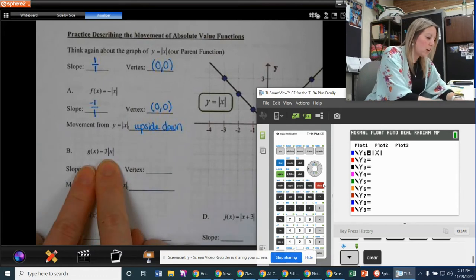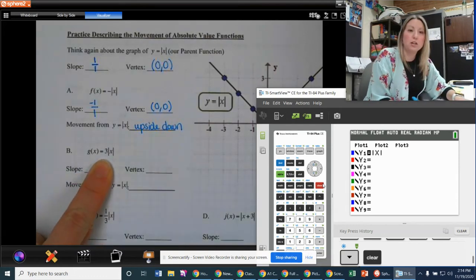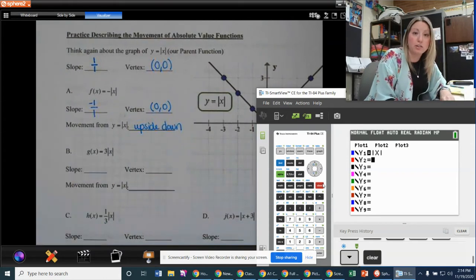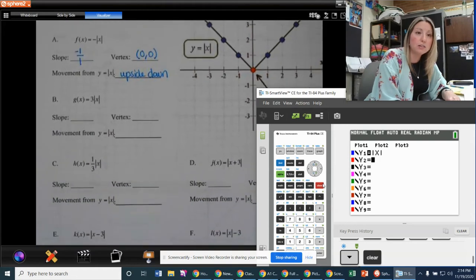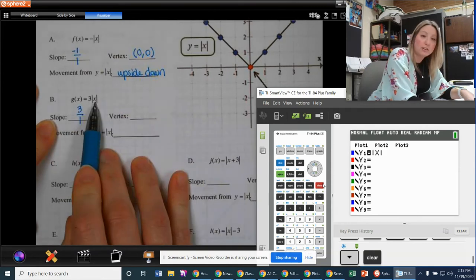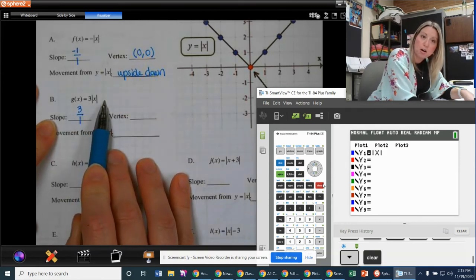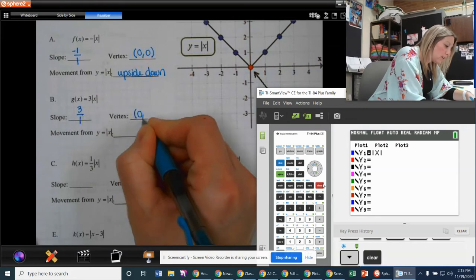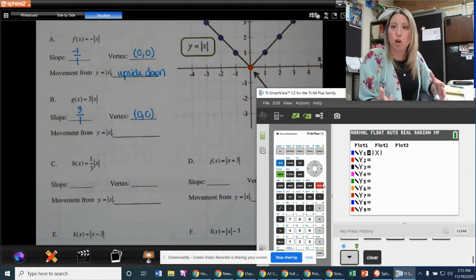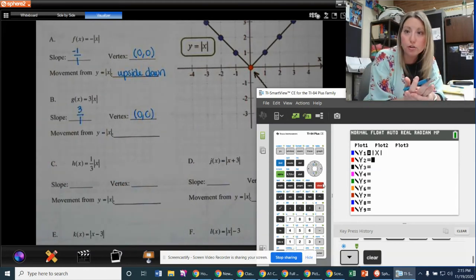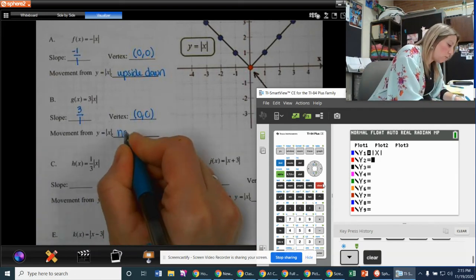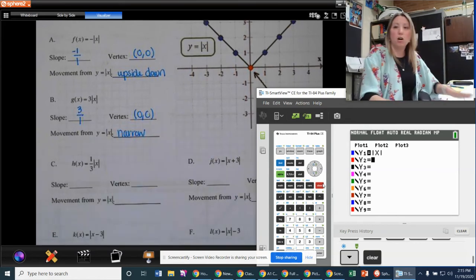Let's do b. So we've got g of x equals 3 absolute value x. Okay. So the 3 on the outside is the only thing that changed. It's a positive 3, so that means my slope is 3 over 1. Am I adding anything in the bars? No. Am I adding anything out of the bars? No. Adding or subtracting, I guess I should say. So my vertex is still going to be 0, 0. But look at that increased slope. That value for slope is larger, so the whole V is going to narrow. So this is going to narrow from a slope of 1.